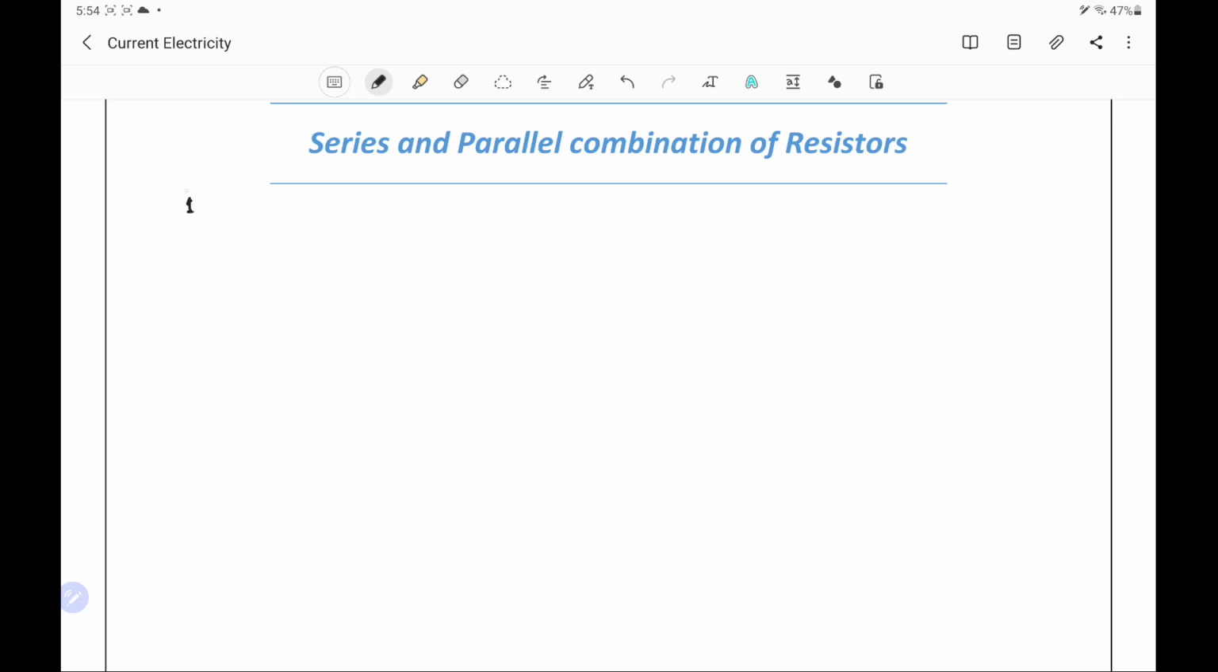First, we take the series combination. In series combination, resistors are connected one after another. For example, let's take two resistors R1 and R2, connected one after another, and this is the series combination. This combination is connected across a battery or a cell through a key.